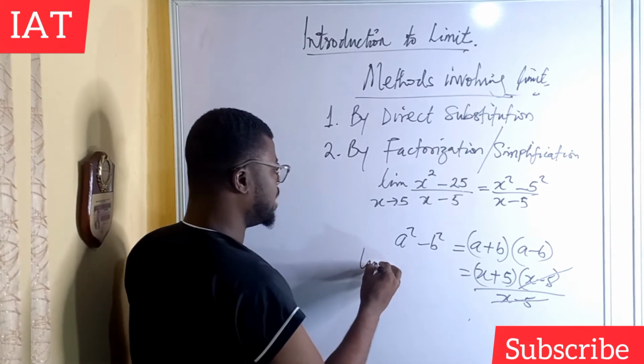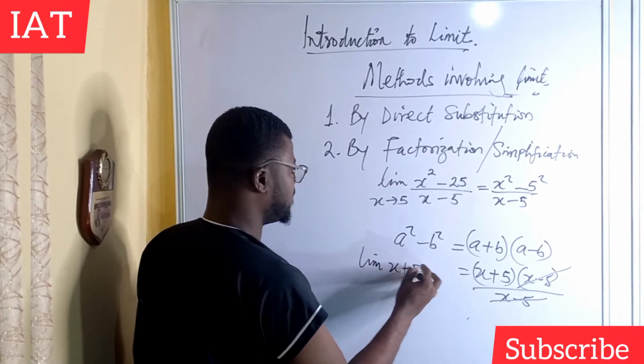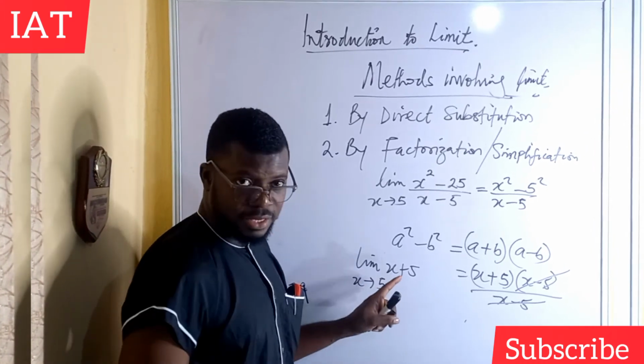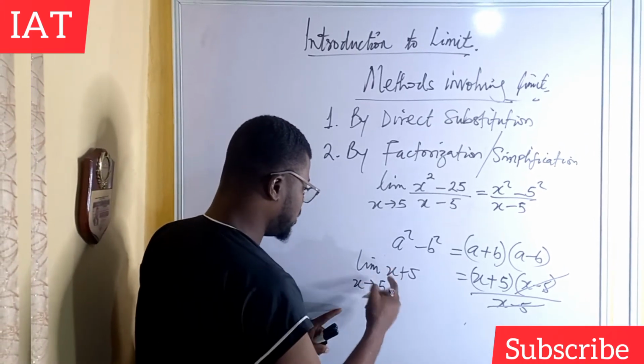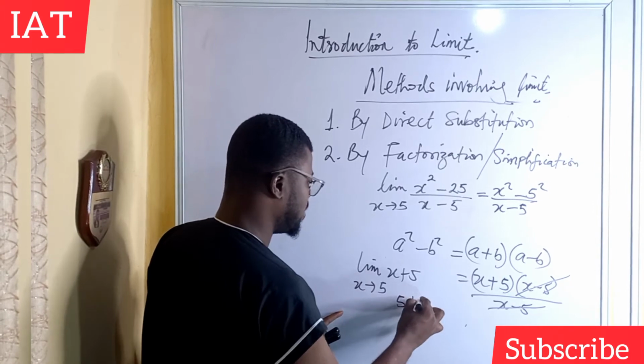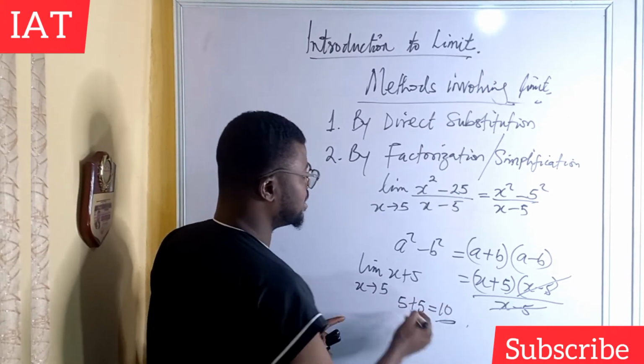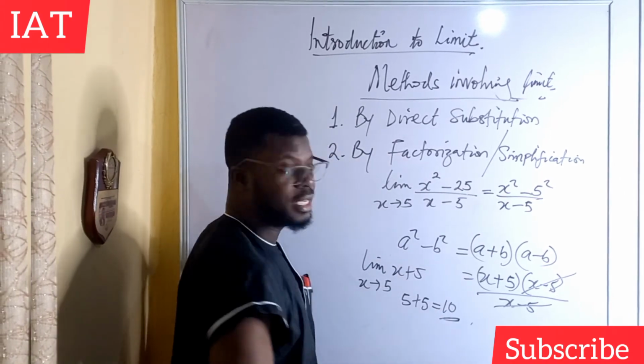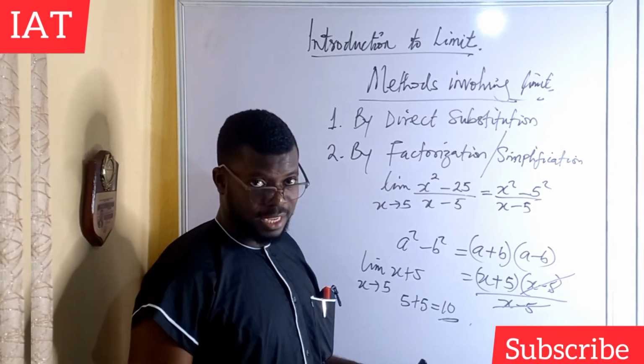So you can write the limit of x plus 5 as x approaches 5. Now we can try direct substitution. Plug in the value of x, which is 5 plus 5, and the result is 10. This is how we use factorization, and we simplify it to get the value 10. I hope that makes a lot of sense.